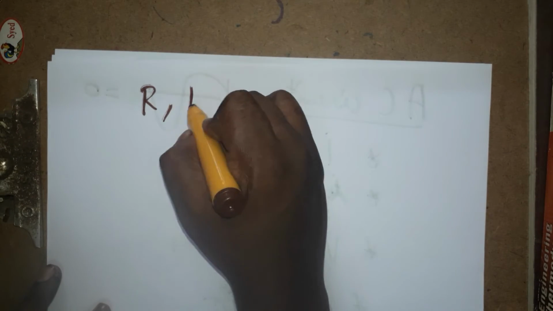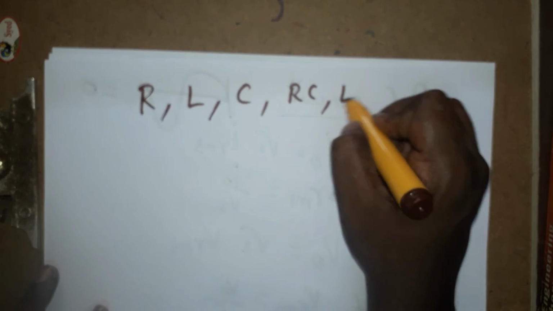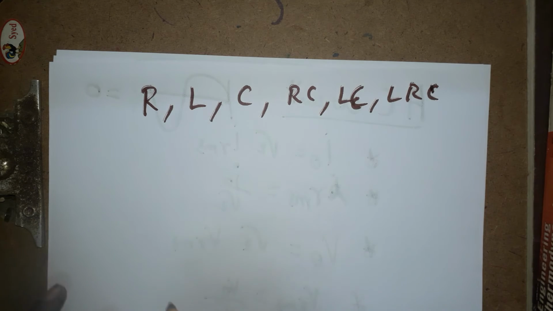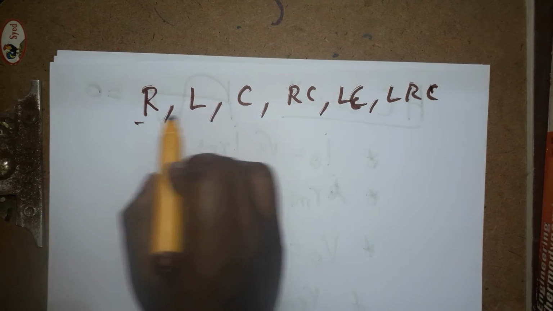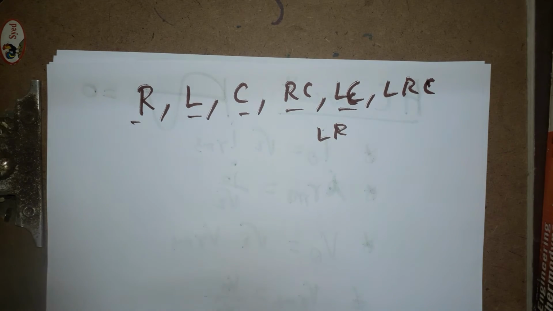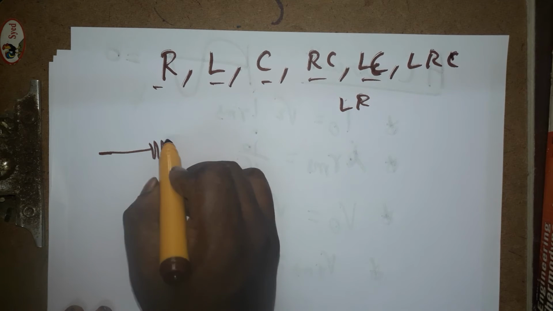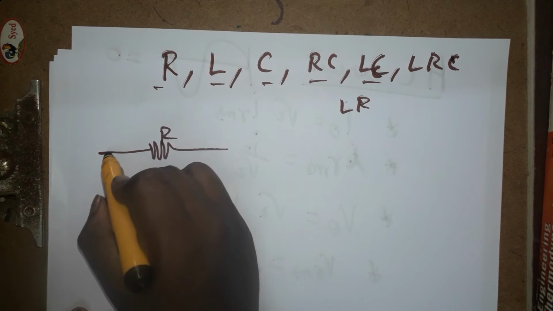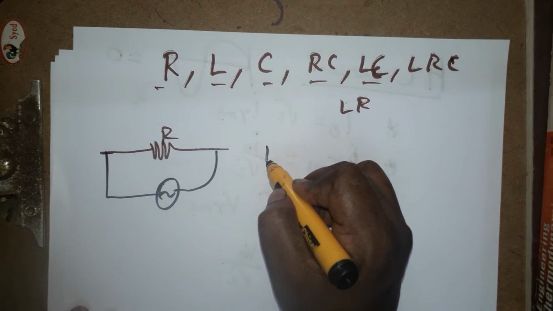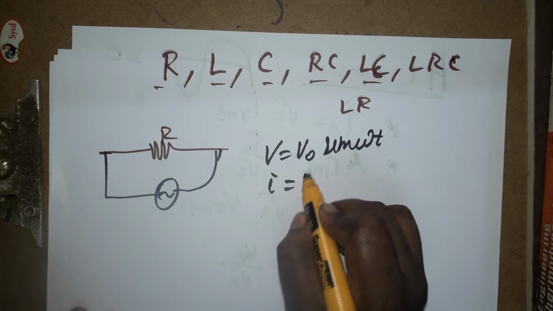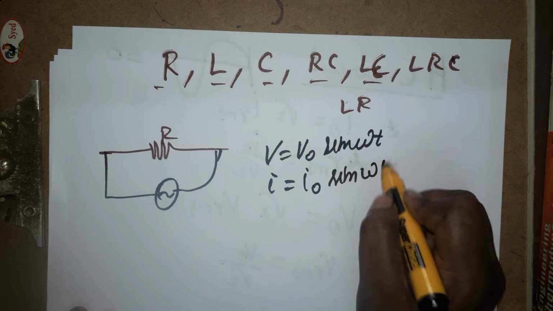Okay. Now, we have the circuits: R, L, C, RL, RC, LC, and LCR. These are the circuits we have. First we will see pure resistance. What is the formula for pure resistance? The applied EMF is V is equal to V naught sin omega t. The flowing current is I is equal to I naught sin omega t. There is no phase difference.